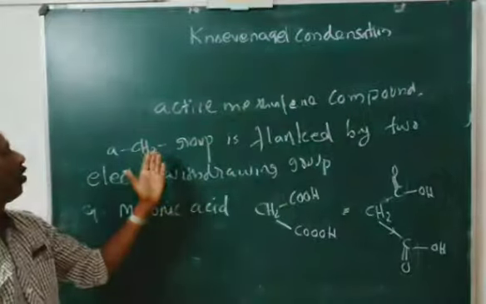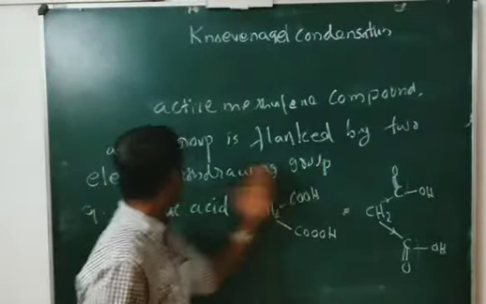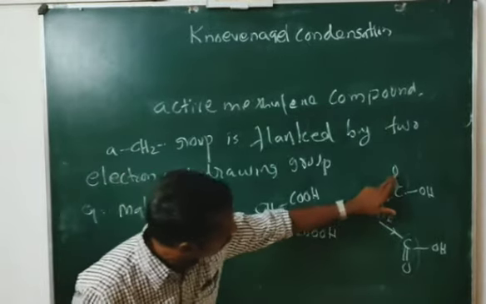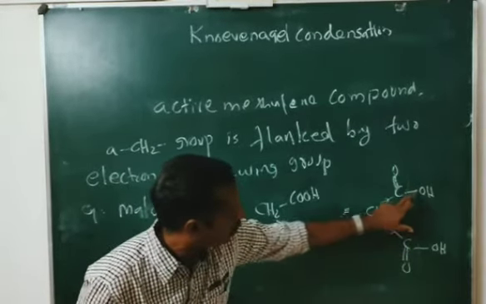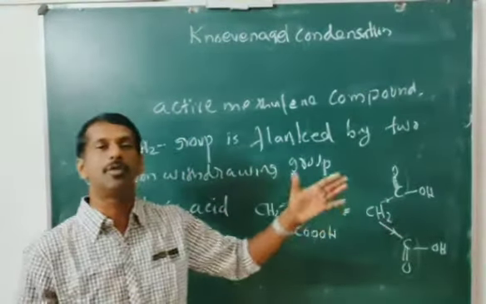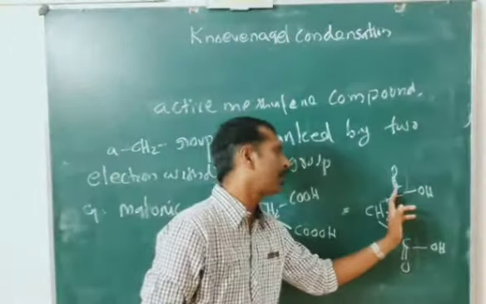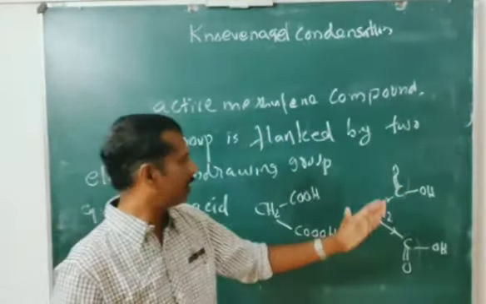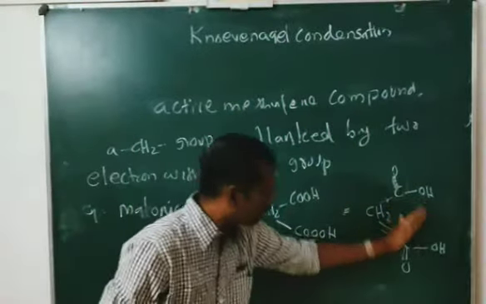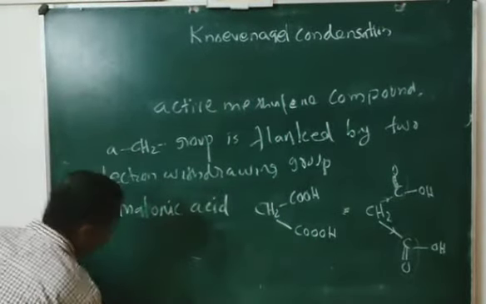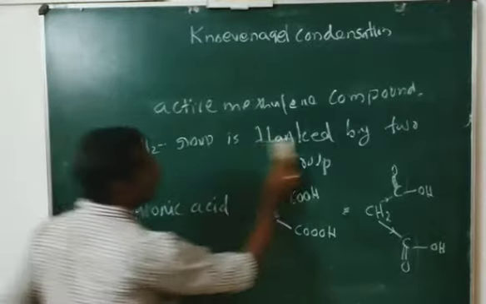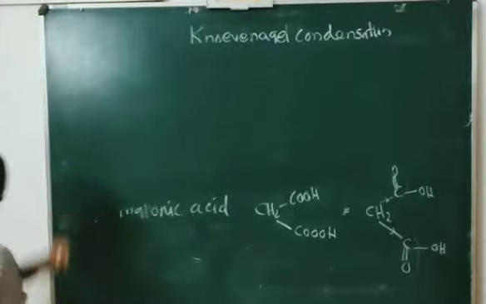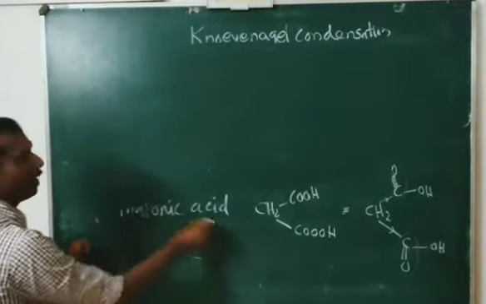What is active methylene compound? A CH2 group is flanked by two electron withdrawing groups. Now you can see that the CH2 group is between two electron withdrawing groups, here also CO, here also CO. We know that the CO group is an electron withdrawing group due to the partial positive charge on the carbonyl carbon, that we have discussed already. This type of compounds are known as active methylene compounds. One example is malonic acid. Another example is diethyl malonate.